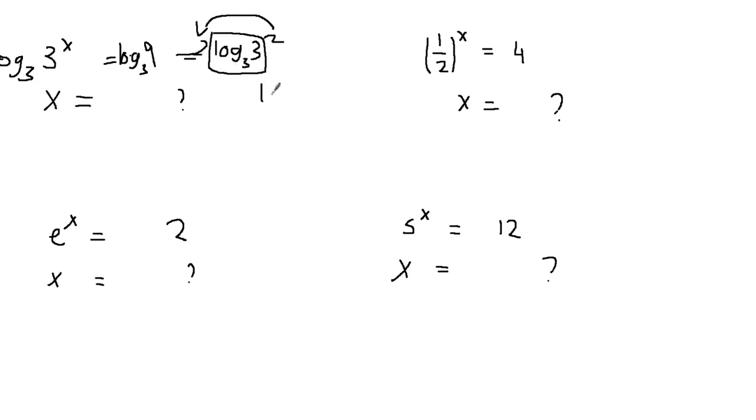Log base 3 of 9 is basically asking 3 to the what power is 9, right? The answer is 3 to the what power is 9, so x is just equal to 2, so this is 2. 1/2 to the what power is 4.